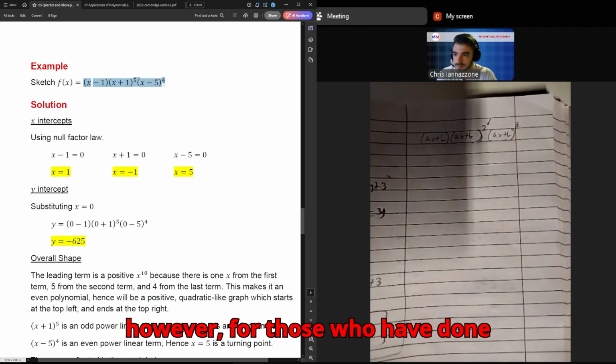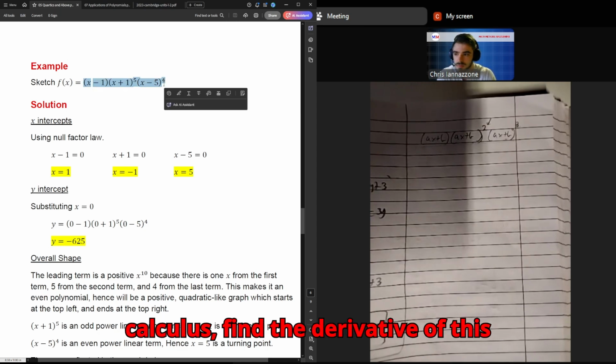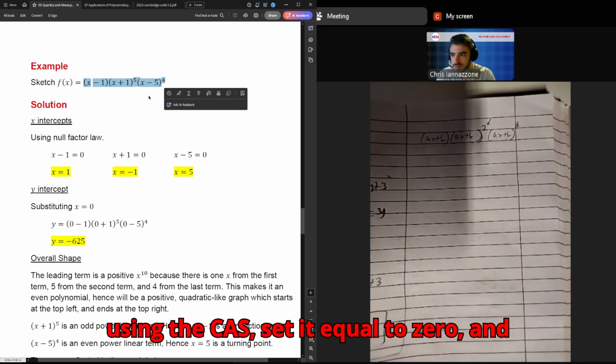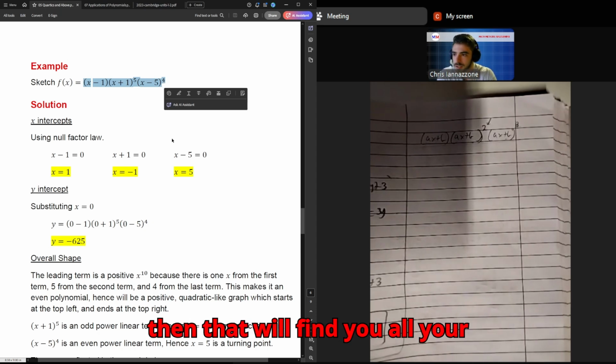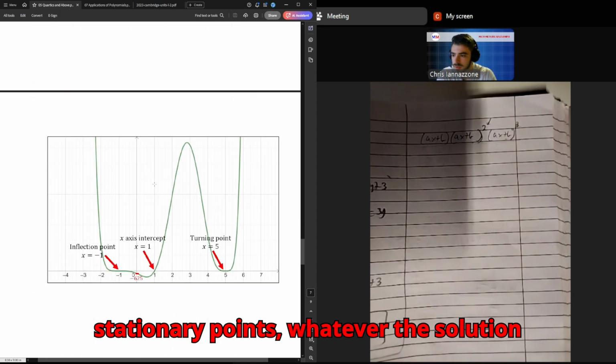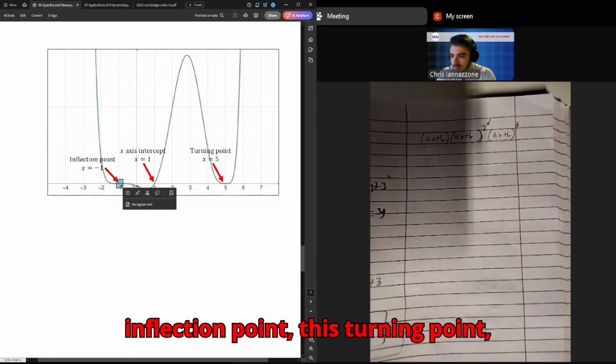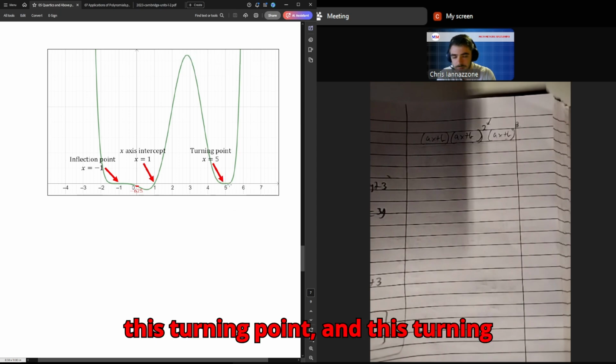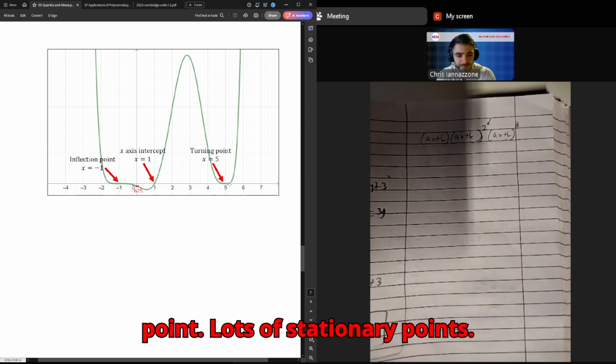Tech-active, however, for those who have done calculus, find the derivative of this using the CAS, set it equal to 0, and then that will find you all your stationary points, whatever the solution to that is, which will give you this inflection point, this turning point, this turning point, and this turning point. Lots of stationary points.